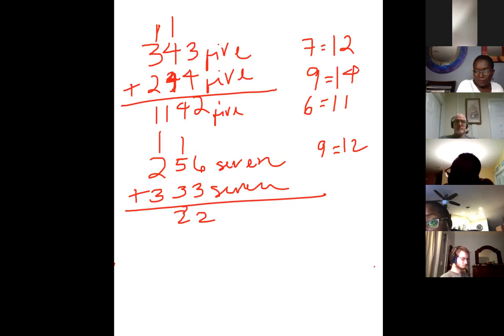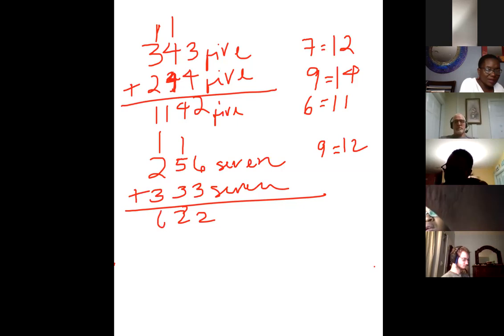Okay, so we're dividing 9 by base 7 again. So we're getting 1, 2 again. So that's 9 equals 12. So we drop the 2, carry the 1 again. Now it's 6. So 1 plus 2 plus 3 is 6, guys.